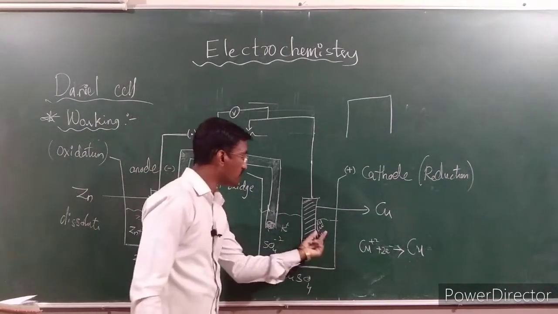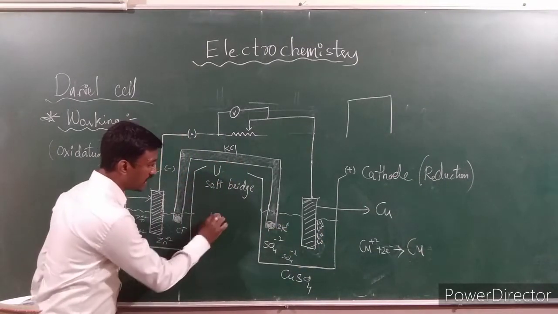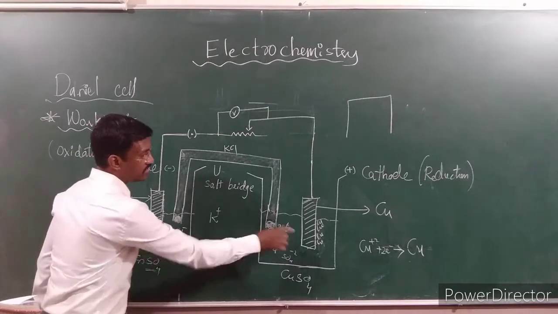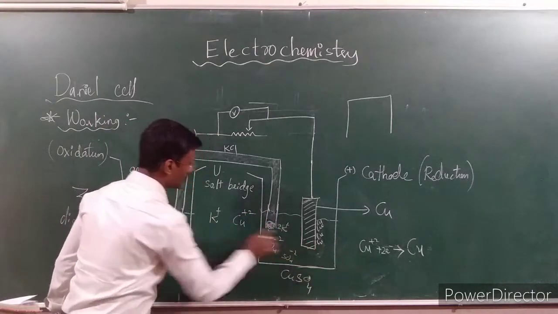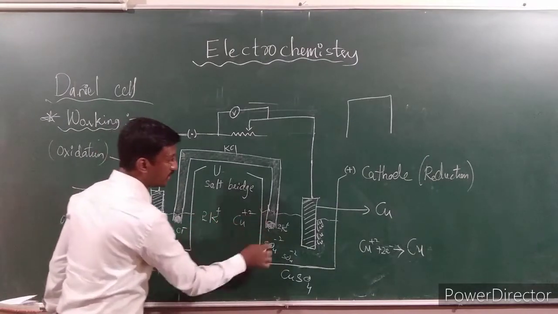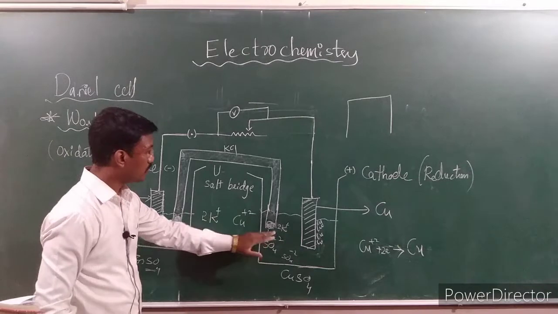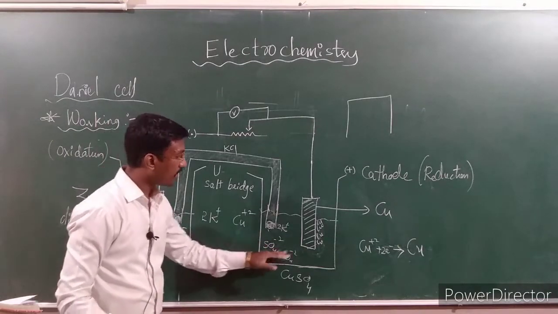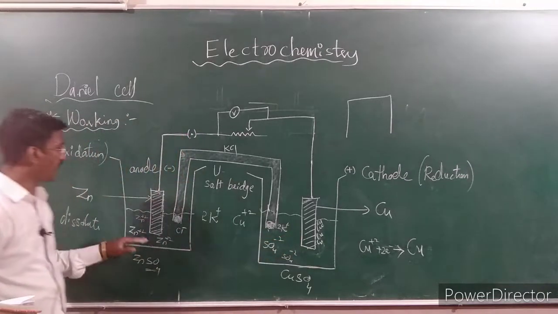If one copper is deposited, it means 2 potassium ions are coming. Why? Because the charge of potassium is +1 and the charge of copper is +2. If one copper is deposited, 2 potassiums are entering. This is to make the number of anions and cations equal at the cathode and at the anode.